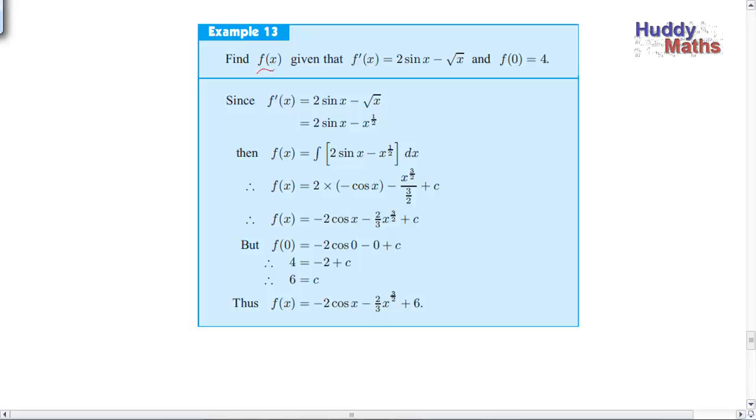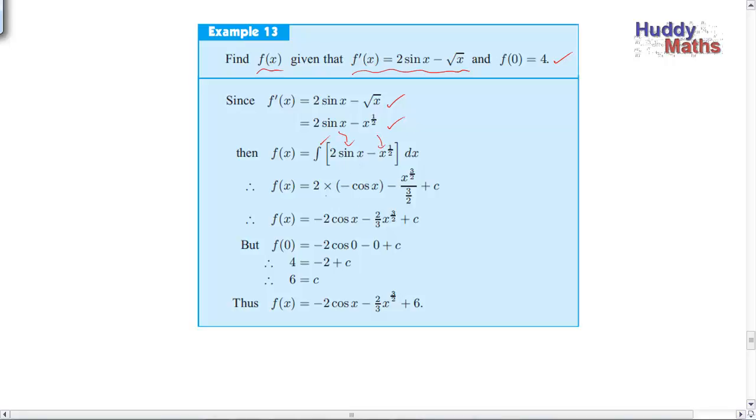Okay, find f of x given that the derivative is this, and f of 0 equals 4. Why have they put that? Let's have a look. We know the derivative is this, so changing it to a power. So what was the original function? The original function, we have to find the antiderivative or the integral. So the integral of this is what we want now.